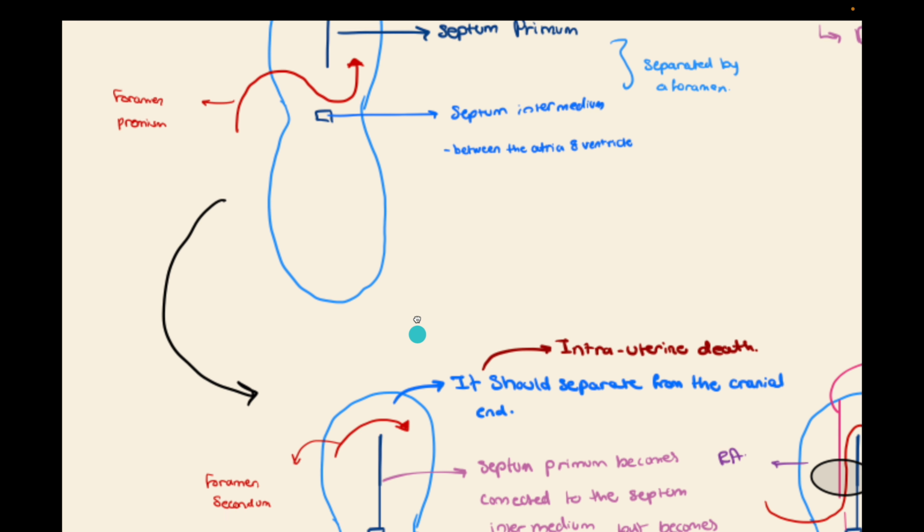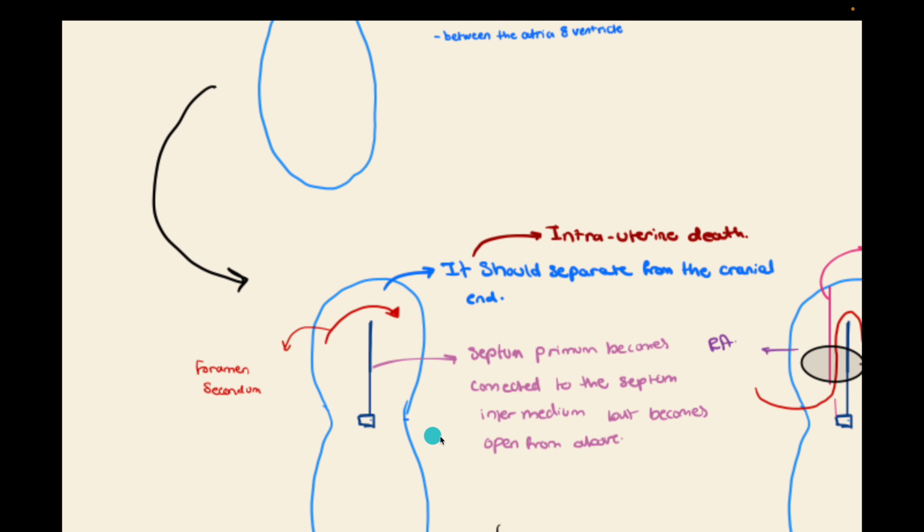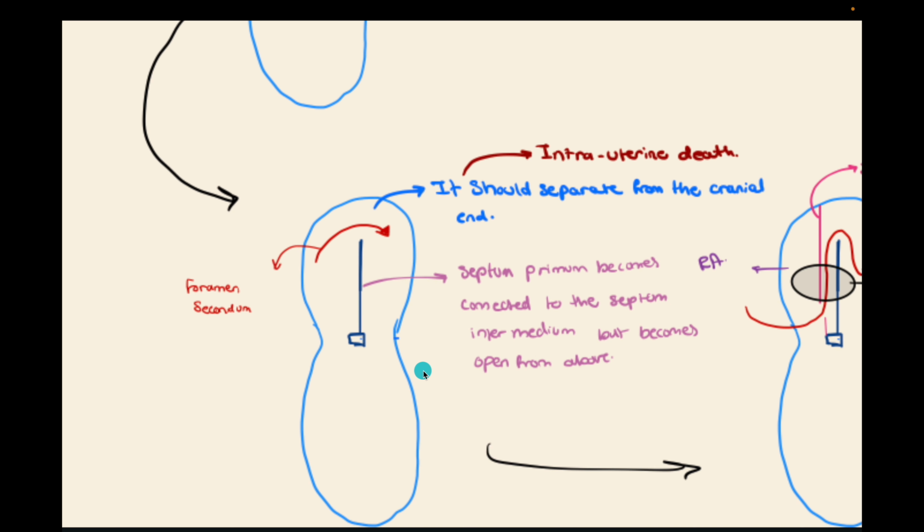As the septum primum is going to move towards the septum intermedium and fuse with it, the cranial part is going to undergo apoptosis and the foramen primum is now closed because the septum primum has completely fused with the septum intermedium, while the cranial part is going to open, forming the second foramen, which is the foramen secundum, by which now instead of the blood flowing this way, the blood is going to go from the right atrium to the left atrium along the cranial side.